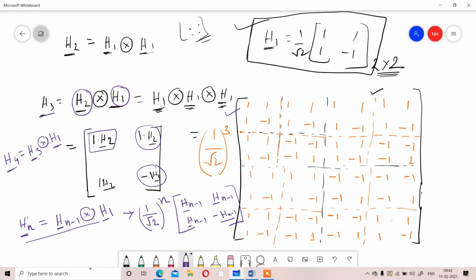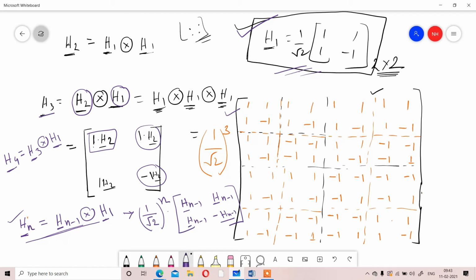Simply, if you want to calculate any order, represent it this way. Where you know h1, obviously hn minus 1 will also be automatically calculated, and depending on that, hn will also be automatically calculated. So you need not write the matrix in that format manually. Simply write the matrix h1 in that format, 1 by root 2 times 1 1 1 minus 1. If you are able to write that matrix manually, all the Hadamard transformation matrices of any order can be calculated automatically.